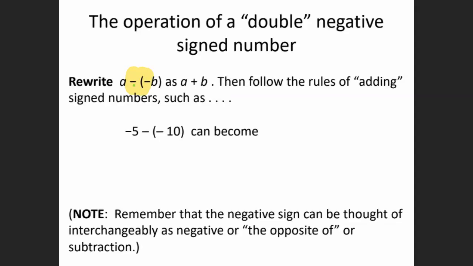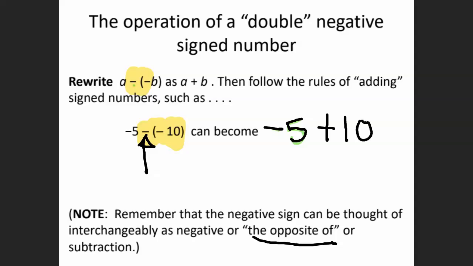Now, the double negative is saying that I want to take negative 5 and then I want to take the opposite of the negative 10, which means I want the opposite of -10, which is a +10. This symbol is saying take the opposite of what's in parentheses. That's a -10. This will give me a +5.